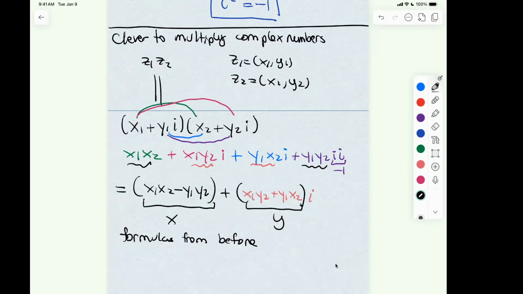Because of the two i's. Correct. The two i's square into -1. Yes, exactly. That's why.